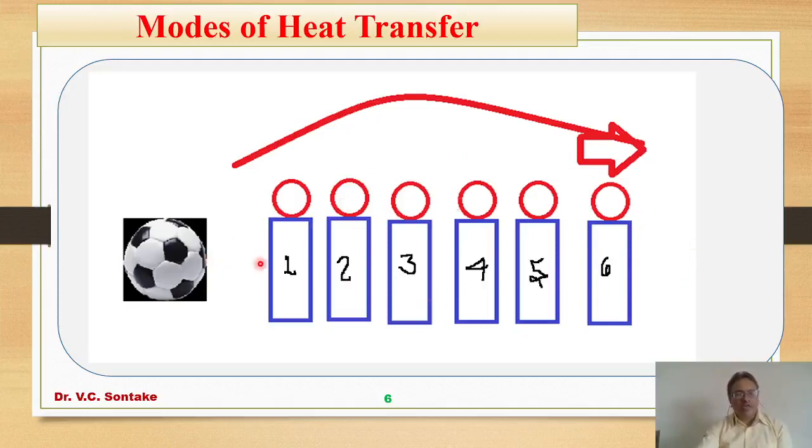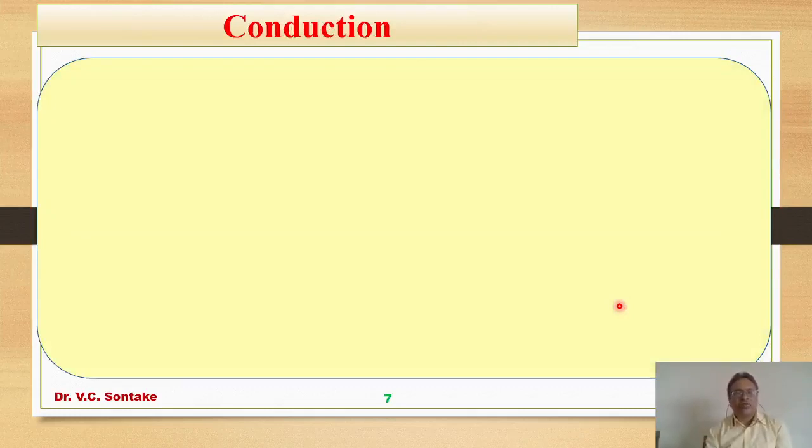and in the third mode of heat transfer, no medium is required at all to transfer the heat from one end to another. So this is the crux of all the physical mechanisms of each mode of heat transfer. This is a crude analogy between transferring a football from one player to another and the transfer of heat from one end to another. Now let us discuss each mode of heat transfer in great detail. So the very first mode of heat transfer is conduction.